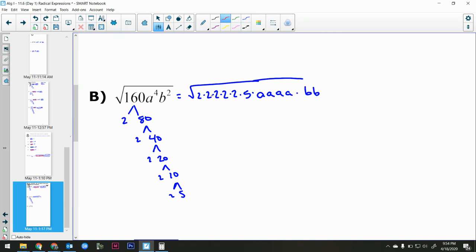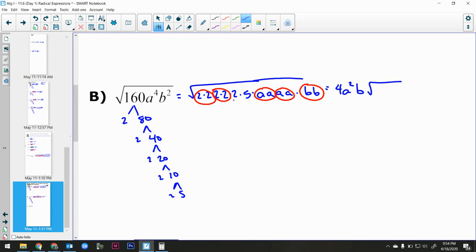Okay, let's buddy up. 1, 2, 1, 2, 1. Okay, so I've got 2 sets of 2's coming out. Well, I can just make that a 4 on the outside. 2 times 2 is 4. And then I've got 2 sets of A's, so it makes an A squared. And then I've got a B on the outside coming.